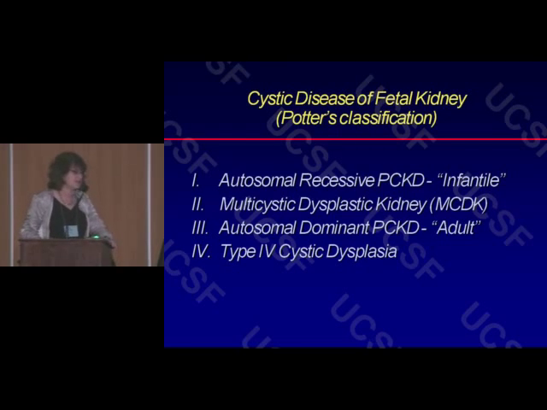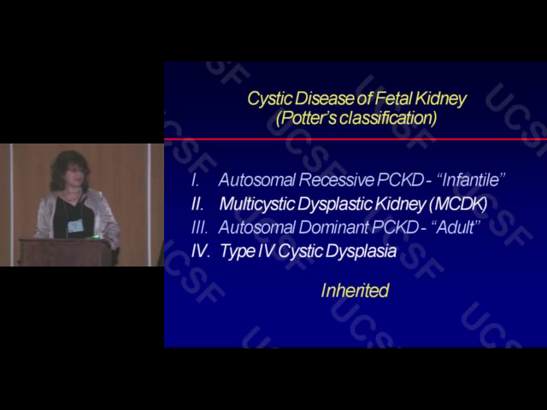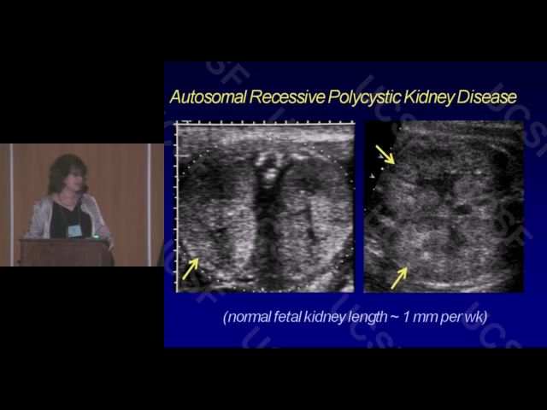I'll remind you of Potter's classification regarding cystic disease of fetal kidneys, and in particular, remember that types 1 and 3 are the heritable causes of cystic disease, autosomal recessive, I showed you an example earlier, and the rarer form to diagnose in infants, the autosomal dominant. Here's an autosomal recessive one more time. Markedly big kidneys, typically echogenic, typically without resolvable cysts. And in terms of what is considered abnormal, there are nomograms you can refer to. Ballpark rule, a normal fetal kidney length is about 1 millimeter per week.